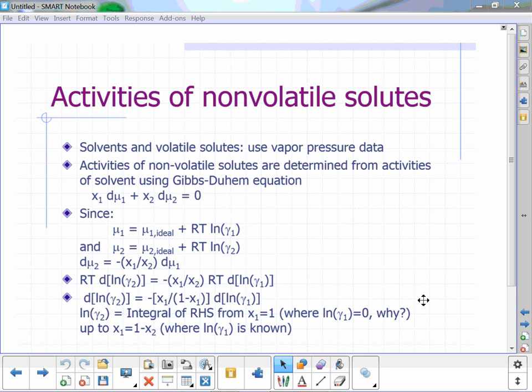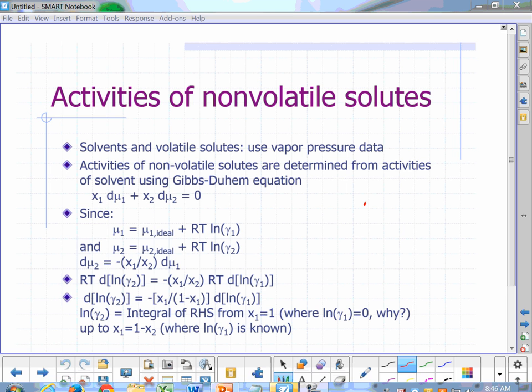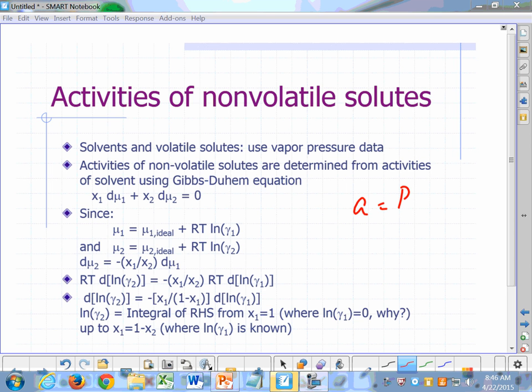Let's continue talking about activities of non-volatile solids. Remember we said last time, if you have a volatile component of your mixture, then the activity is just going to be its vapor pressure over the mixture over its pure vapor pressure, right? So no problem with volatile components of a mixture.